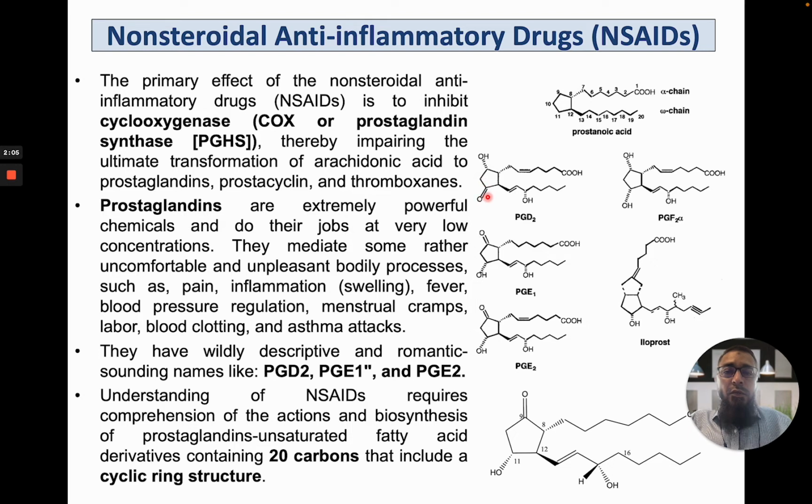What these non-steroidal anti-inflammatory drugs generally do is inhibit the cyclooxygenase, so there is no further synthesis of the prostaglandin. The prostaglandin is actually an extremely powerful chemical which performs its job at very low concentration. The prostaglandin mediates some uncomfortable and unpleasant body processes, for example pain and inflammation. Some of the prostaglandins are PGD2, PGF, and PGE.